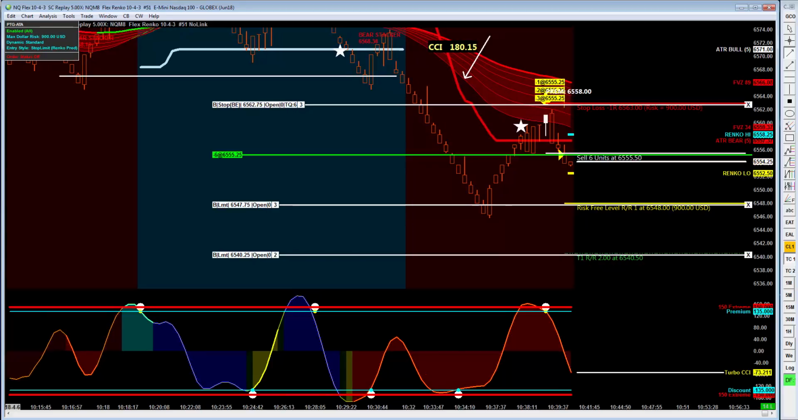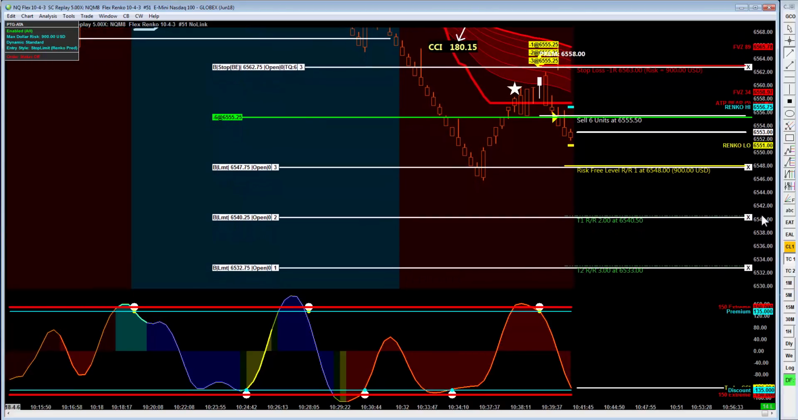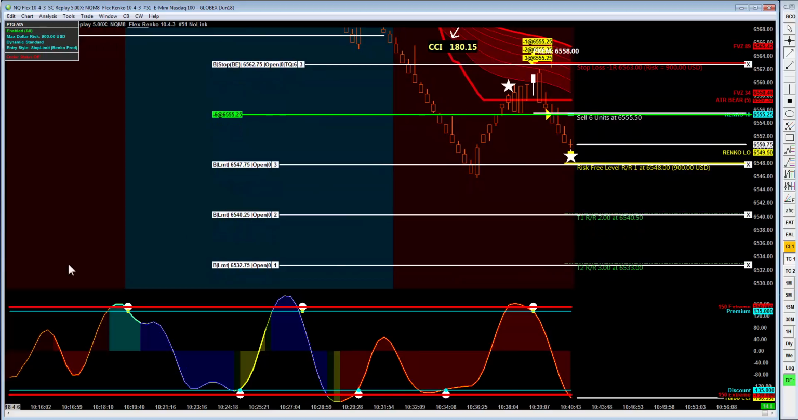Okay, we got triggered off here at the 55 quarters. Okay, stops automatically placed, and then 3 subsequent targets are placed as well. All right, and we'll just let this run a touch.